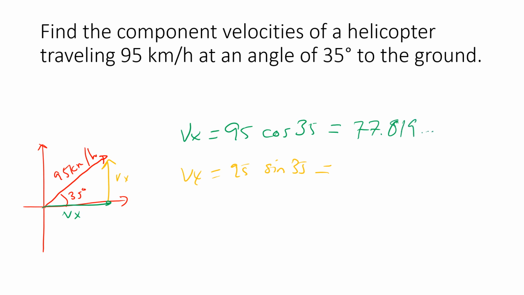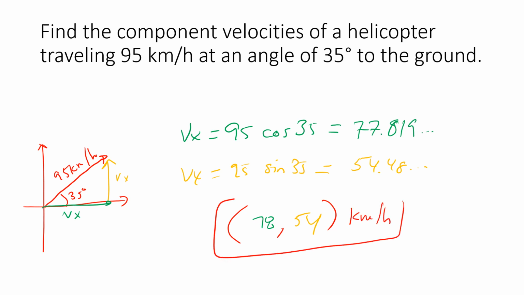My y component, 95 sine 35, was 54.48 dot dot dot. My answer is going to be 78, comma 54, close parentheses, and then my units, kilometers per hour. Notice how it's a different unit than the previous one.